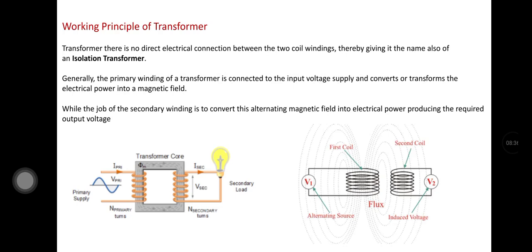If you see the other figure, we have applied the alternating source across the primary winding. First, the flux is induced in the primary winding. Secondly, the secondary winding is also linked with this laminated core, the transformer core, and again flux is generated from the secondary coil, and the induced voltage is developed across V2.